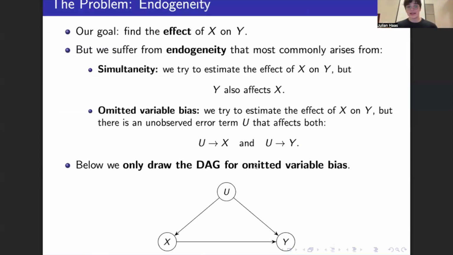And the second one is one of omitted variable bias. So we want to understand the effect of X on Y, but there's something that we don't observe that is in the error term that affects both X and Y. And that's really shown here by what we call in the field a DAG. So this omitted variable bias problem can really be summed up in one graph here. X affects Y, but we still see this U.